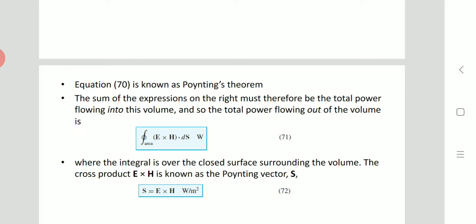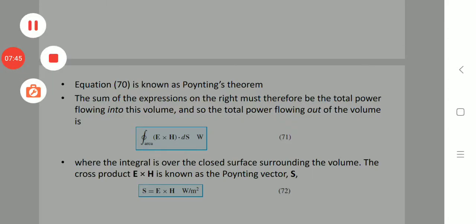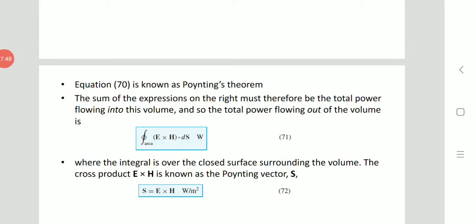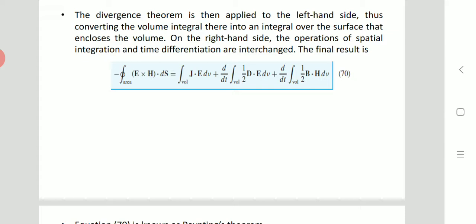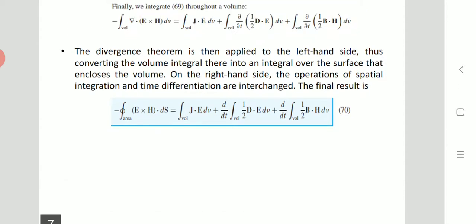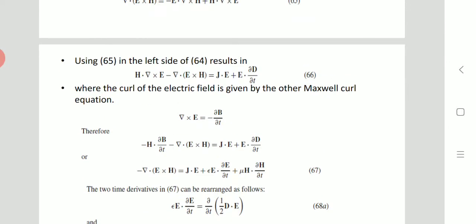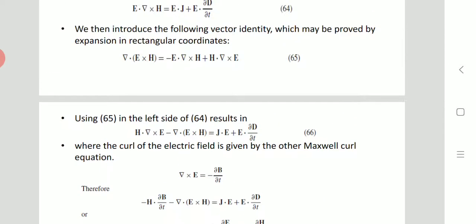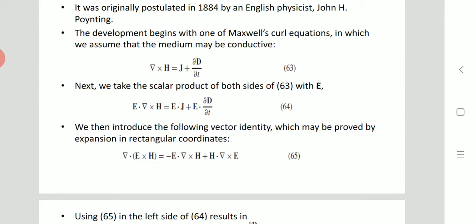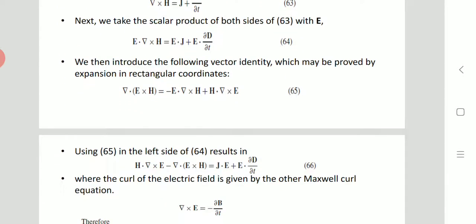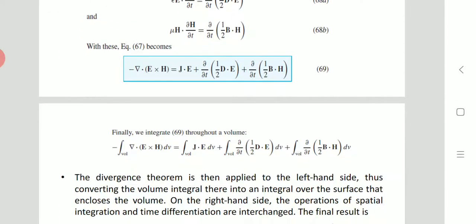Hence what we have done is we have proved this Poynting theorem, which gives us equation number 70 as a final result, by considering the Maxwell equations, one in the form of the Maxwell curl equation for the electric field, and one more in the form of the Maxwell curl equation for the magnetic field. So hence we have proved the Poynting theorem, which can be used for calculating the powers in the electric field as well as the magnetic field. Thank you.